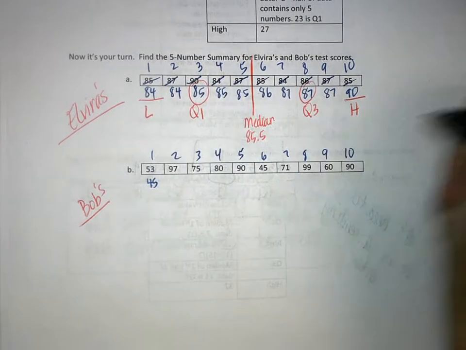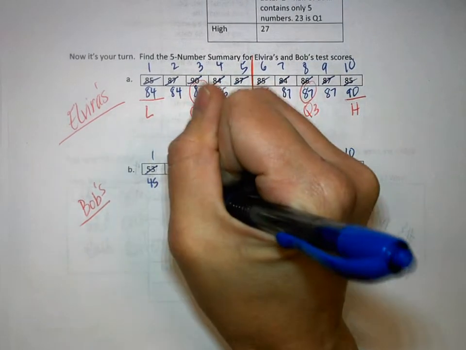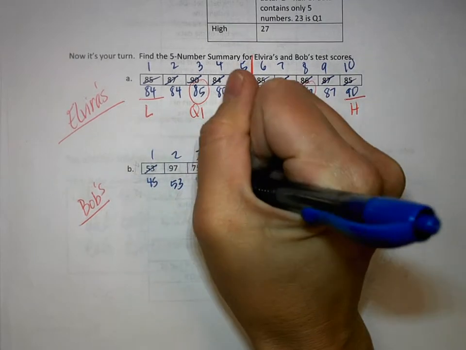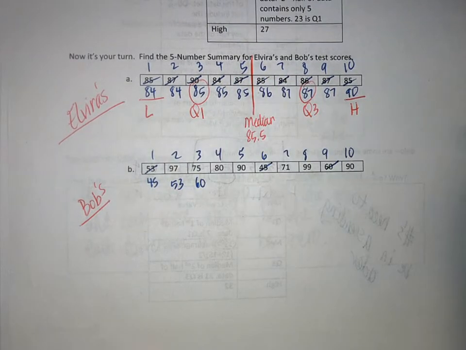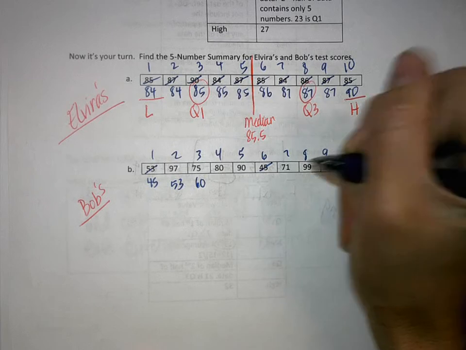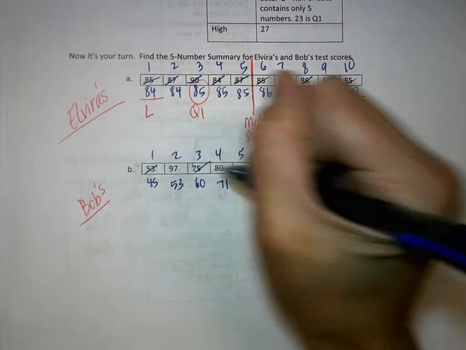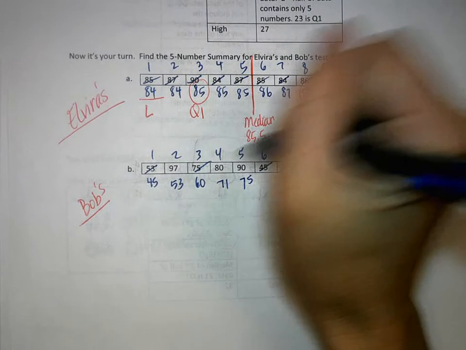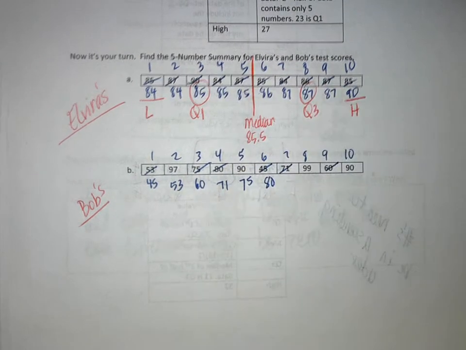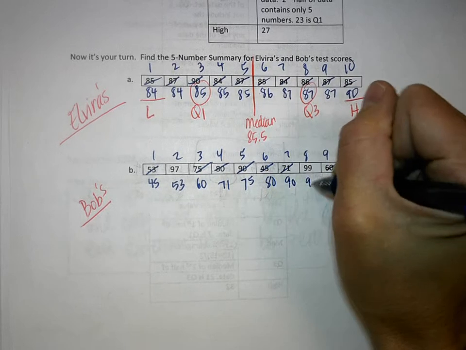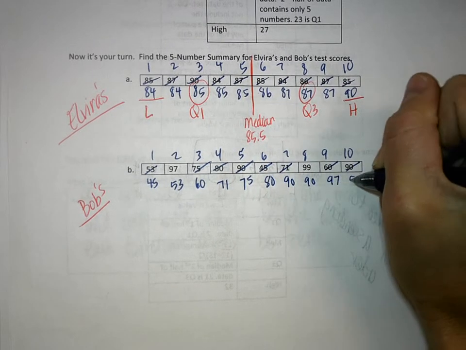Goes 45, 53, 60, 71, 75, 80, and then there's 2 90s, 97, and 99.